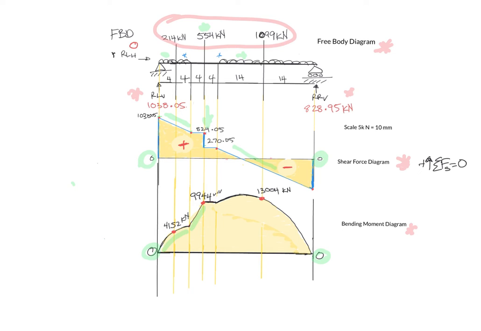So you can see here, this is where the uniformly distributed load finishes, this is where the point load is, and it's a straight line in between the two. Again here, for our next uniformly distributed load, it is a curve, starting off short and then dropping down there.